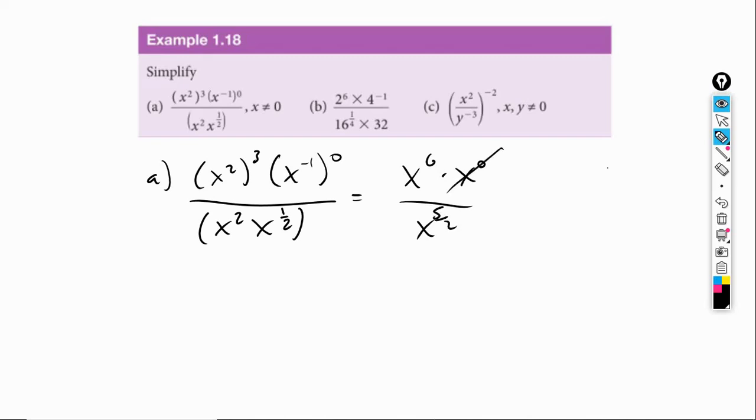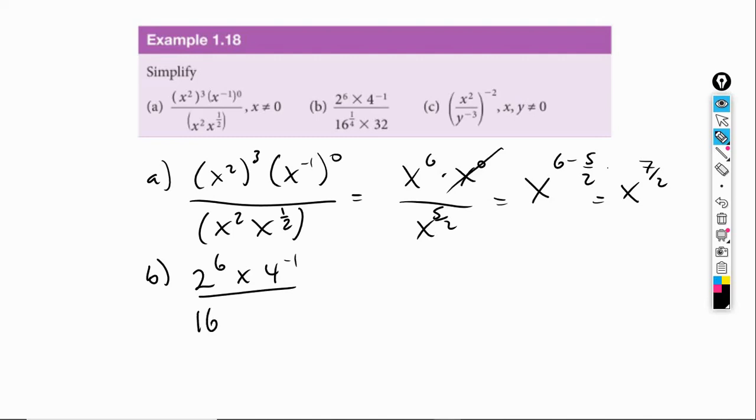But x to the 0 is 1. So this is simply x to the 6 over x to the 5 halves, which is the same as saying x to the 6 minus 5 halves. And you're going to get that this equals x to the power of 7 halves. Then we go with b. And then for b, we have 2 to the 6 times 4 to the negative 1 over 16 to the 1/4 times 32.